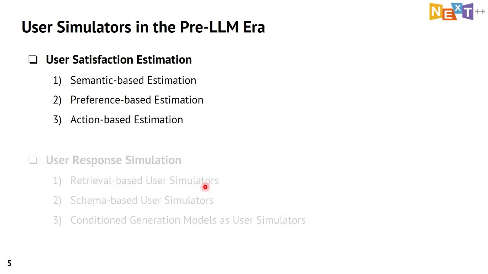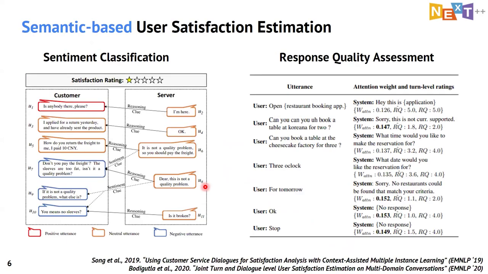And for the first part, I will introduce the previous work on user satisfaction estimation. As for the first part, it's about the semantic-based user satisfaction estimation. And a typical solution includes sentiment classification, which aims to predict the satisfaction rating of the user's utterance by analyzing the sentiment of the user's current utterances. And we can see, for example, in this figure, there will be a classifier to classify each user utterance into five ratings regarding the user satisfaction.